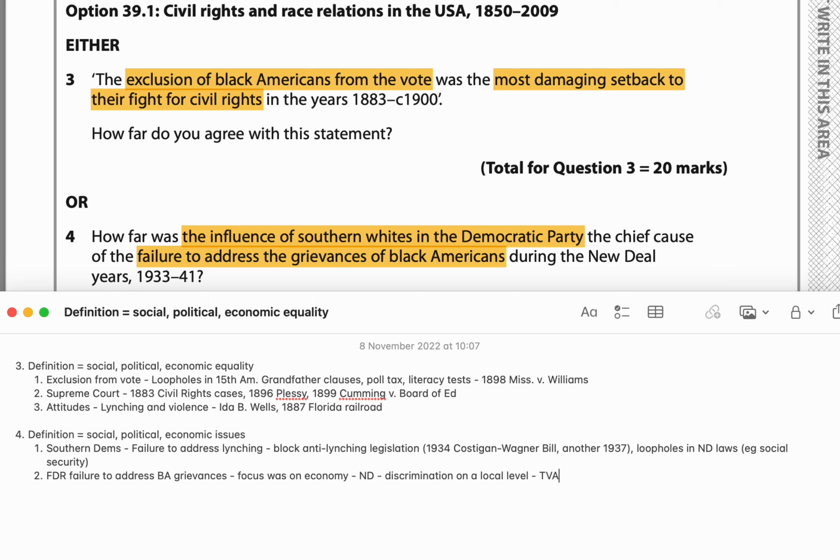I would also say that because of the Southern Democrats, Roosevelt had to use executive orders. So it's almost like a counterpoint to the argument of the paragraph, that he had to use executive orders to address grievances. Most significantly, Executive Order 8802, which led to the FEPC in 1941.